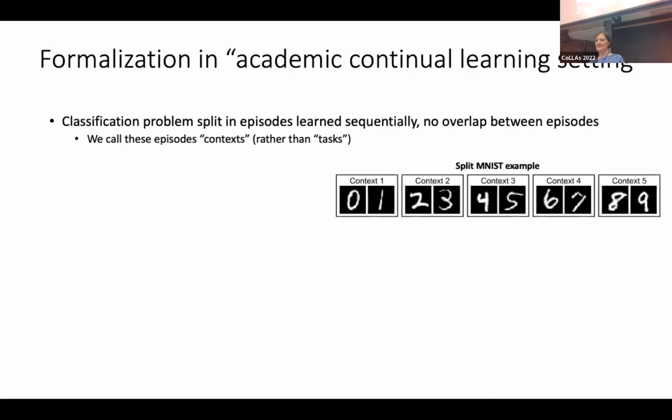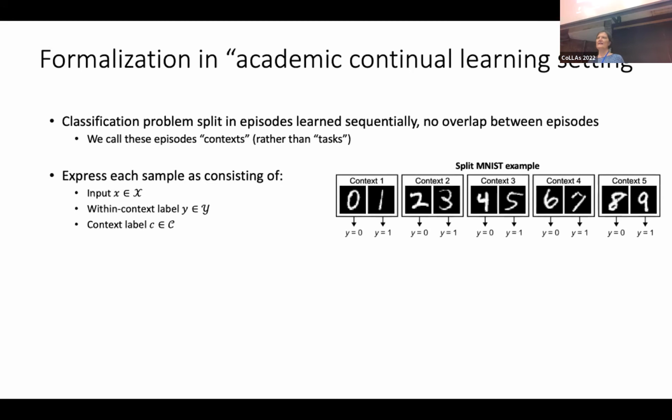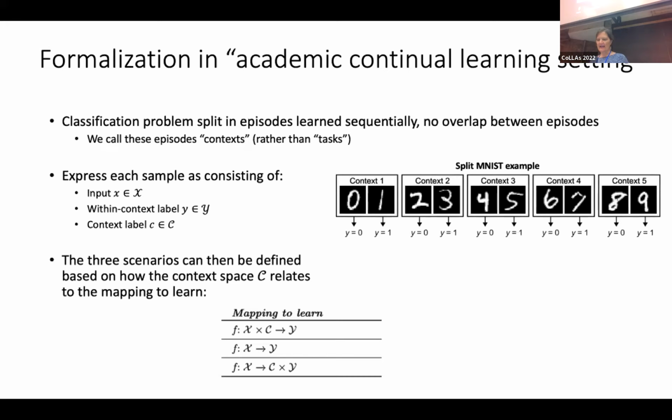So for instance, you can have split MNIST, where you have different contexts, like distinguishing between 0 and 1, 2 and 3, 4 and 5, and so on. A sample then consists of an input, a within-context label, and a context label. And then you can actually distinguish three different settings. First, you can assume that you know the context you're in. You have access to the context label, so your input is not only the image, but also the context label, and from there you want to map to the output.